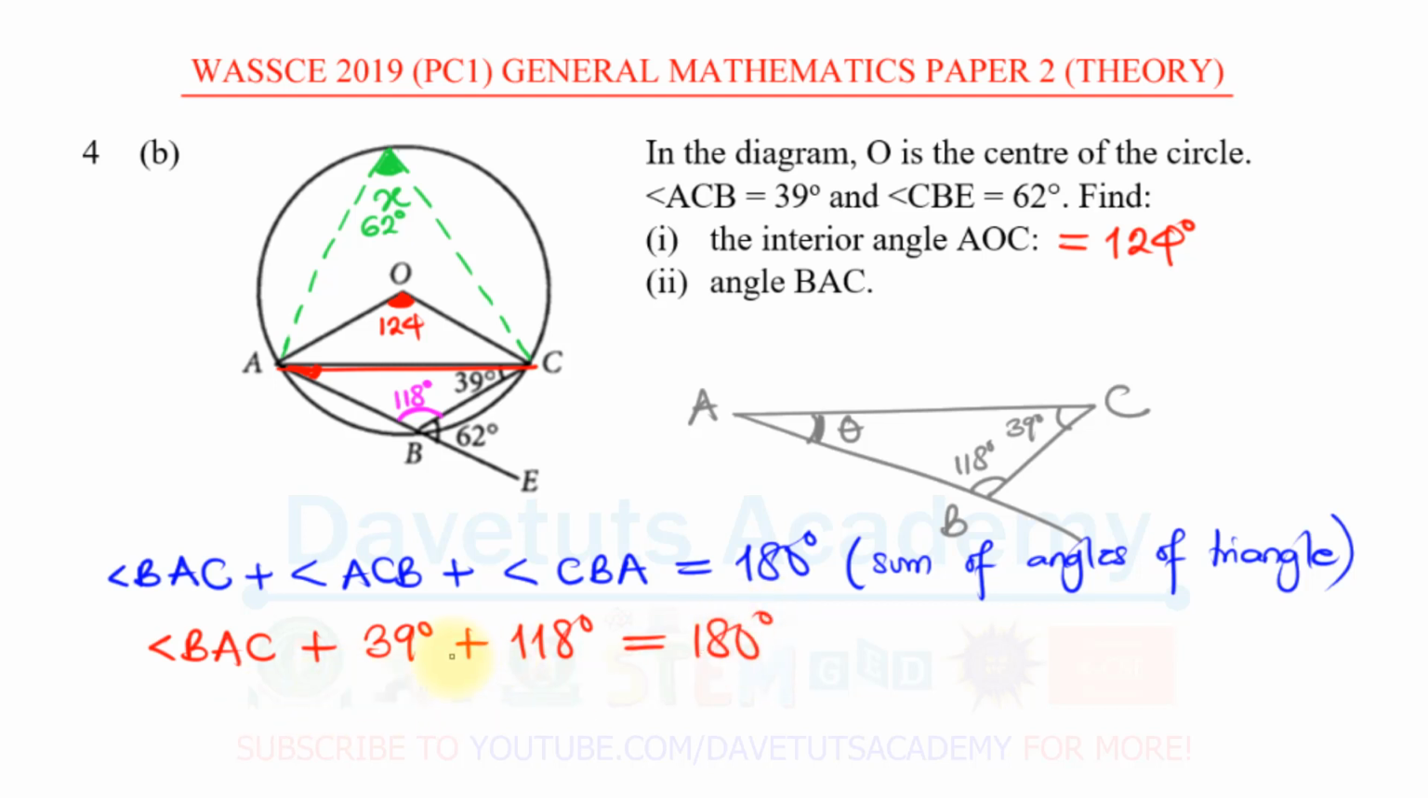So 39 plus 118: 9 plus 8 is 17, remaining 1. 3 plus 1 is 4, plus that 1, that is 5. So we have 157. So angle BAC will be 180 degrees minus 157 degrees, which is the sum of 39 and 118. If you evaluate that, 180 minus 157 is 23 degrees. So angle BAC is 23 degrees.